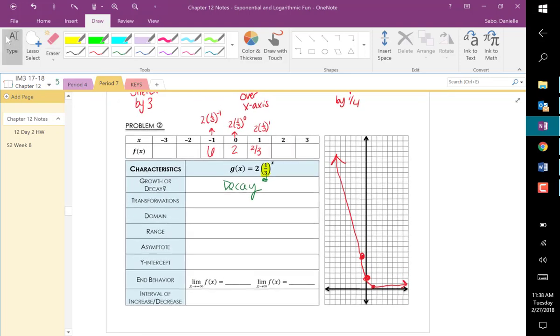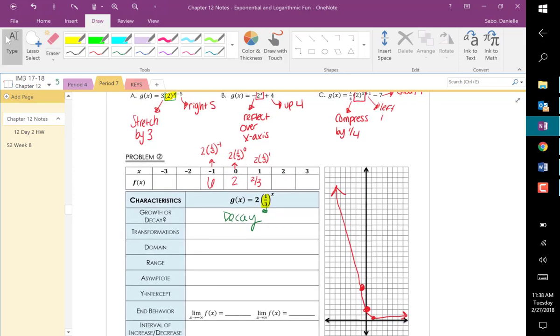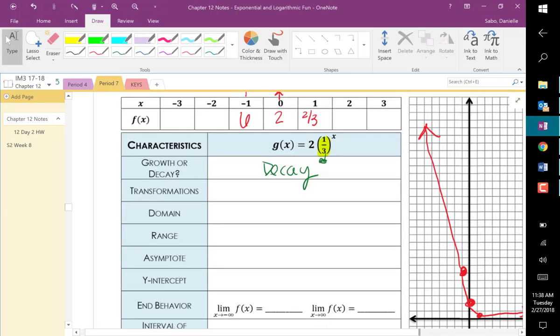So what's happening in the transformation? What does that 2 all the way out in front mean? I heard it. Stretched by 2. It is stretched by 2. Very good. So this green part right here means I am stretching by 2. That's all that means.